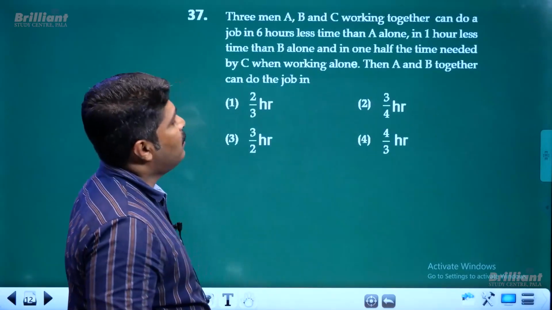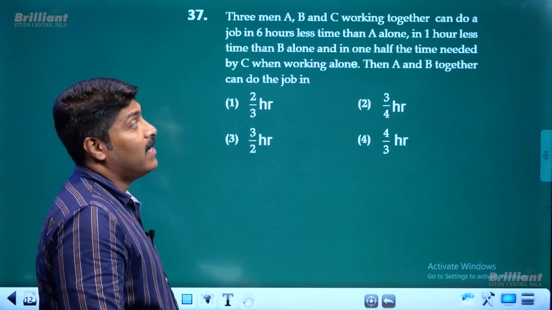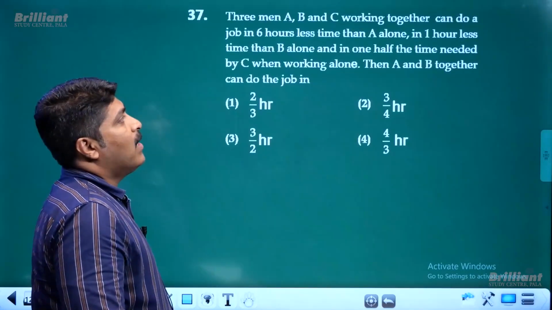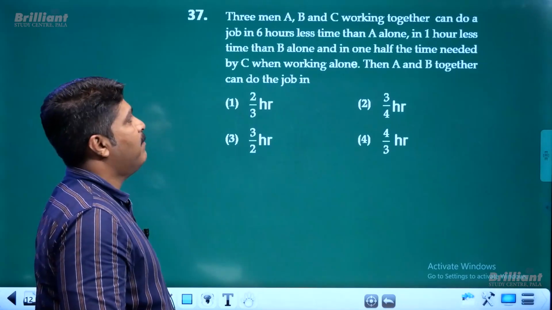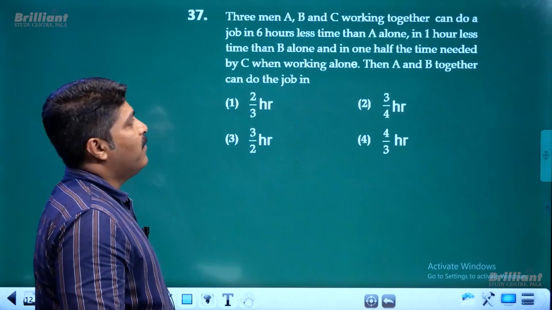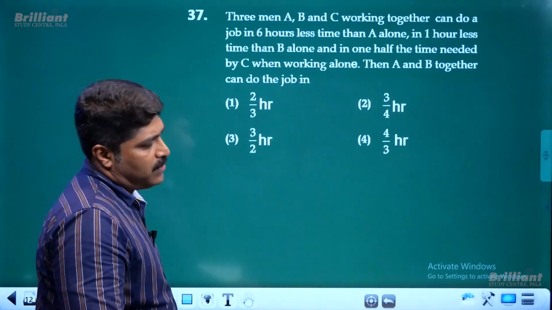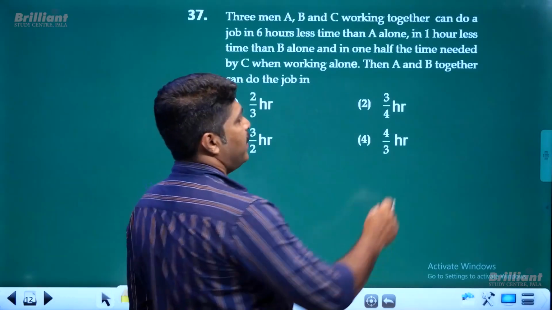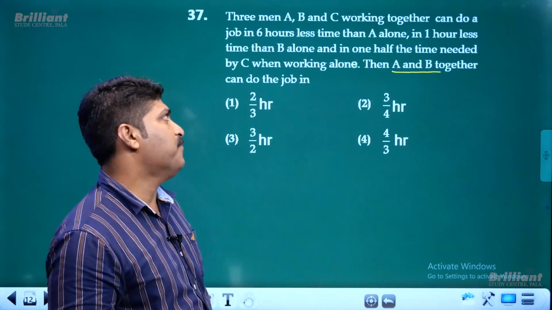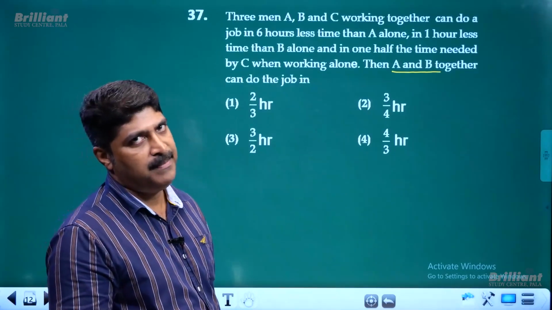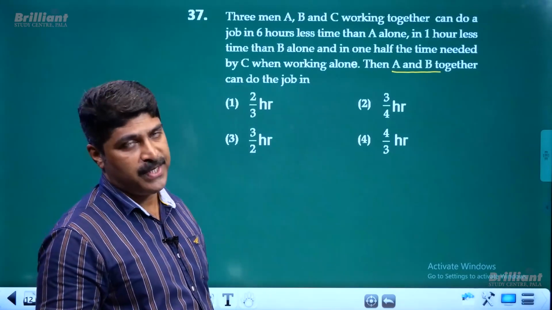3 men A, B, C working together can do a job in 6 hours less time than A alone, in 1 hour less time than B alone, and in half the time needed by C when working alone. Then A and B together can do the job in how long? It's one of the advanced kind of question, not at the basic level. You have to learn how to solve this type of question.